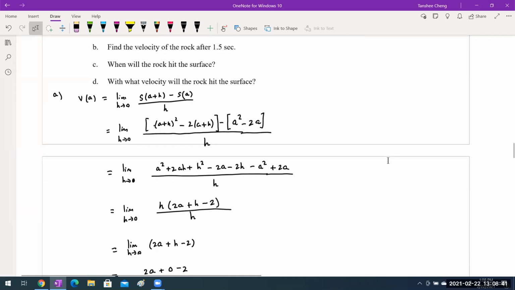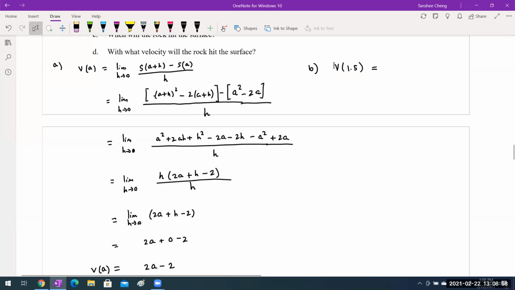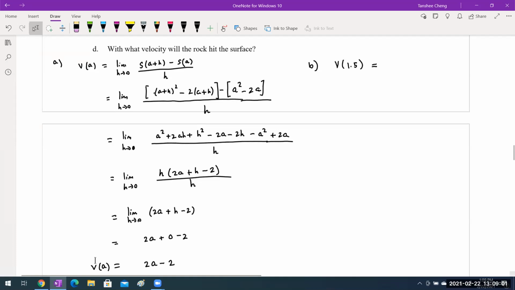Now, part B, we want to particularly look for the velocity at 1.5 seconds. So that's basically talking about what is v of 1.5. Since we already know the velocity function at any point and at any time a, if it's 1.5 seconds, all I have to do is substitute 1.5 for a: 2 times 1.5 minus 2. 3 minus 2 will give me 1. So what do we get? This is basically the velocity, in units per second.